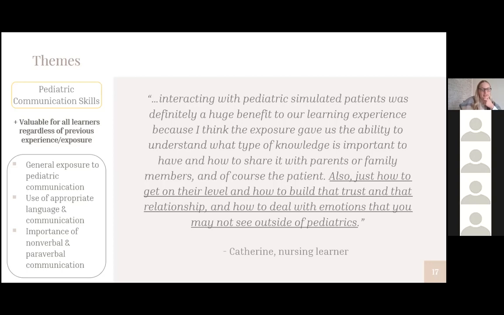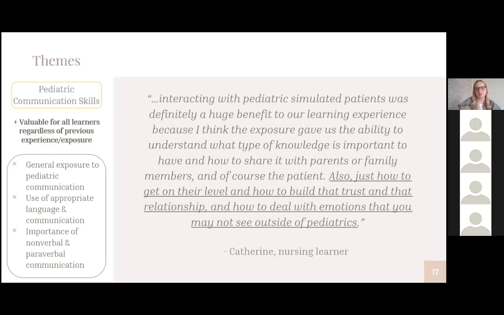And even though you had somebody who was a parent and somebody who had no experience at all, each individual found value in these interactions with pediatric simulated patients. They all came away with something. They all came away with better communication, a better approach. They felt more prepared and confident, as they mentioned, and they all walked away with some sort of benefit from interacting with a pediatric simulated patient.